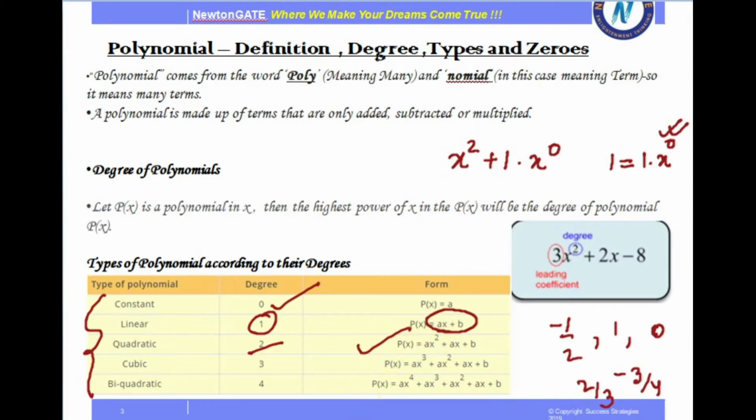Here an example is given. The next is cubic. Cubic, as the word sounds, the degree of this polynomial is 3. And last we have biquadratic, which is 4. Obviously there are higher powers also, but as of now we will be dealing with this type, especially quadratic, cubic and linear. Okay, so let's move on.